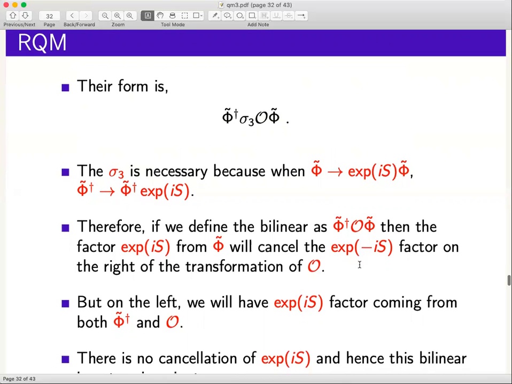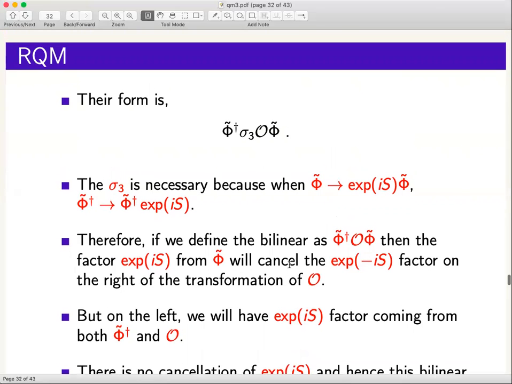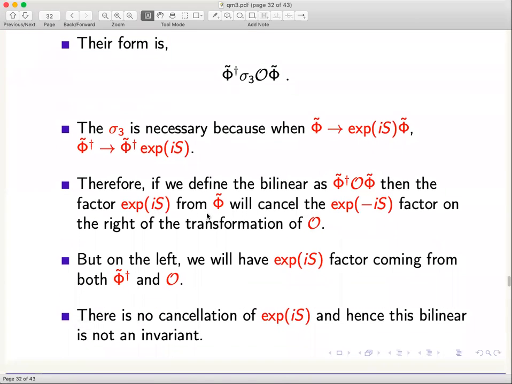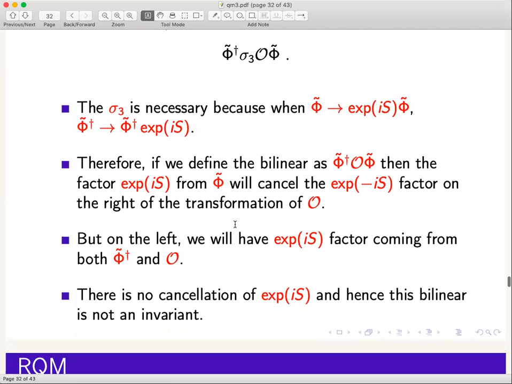Okay, so clearly, under similarity transformation, the quantity does not remain invariant. Yes sir, in the second point that you have written, the phi dagger must go to phi dagger e to the power minus is, I think. No, no, no. Because the exponential e to the is is Hermitian. So exponential e to the is dagger is exponential e to the is only. Okay.